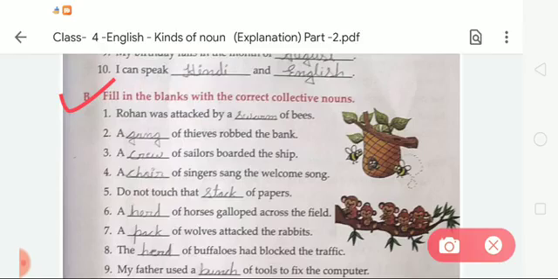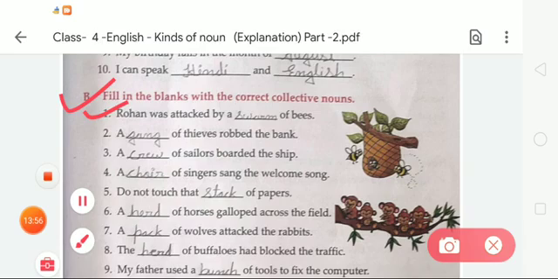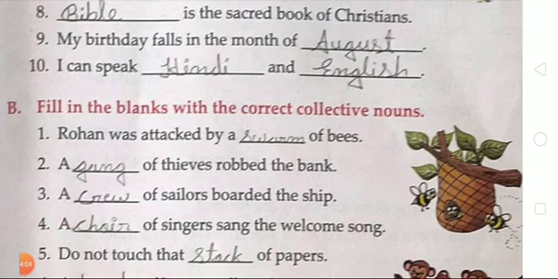So first of all, Rohan was attacked by a dash of bees. What we call a group of bees, we call it swarm. So we have to write here swarm. What is the spelling of swarm? S-W-A-R-M, swarm. Rohan was attacked by a swarm of bees. Now the second, a dash of thieves robbed the bank. So we have to write here gang, G-A-N-G, gang. A gang of thieves robbed the bank.